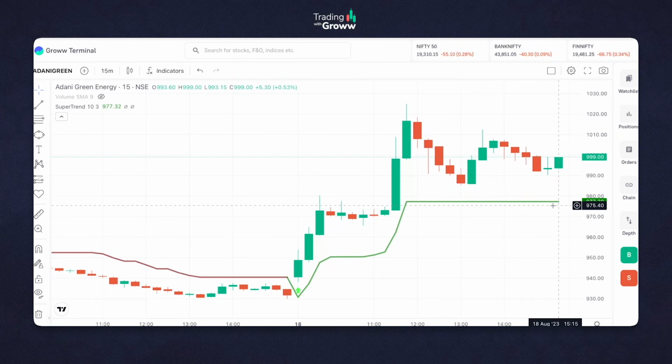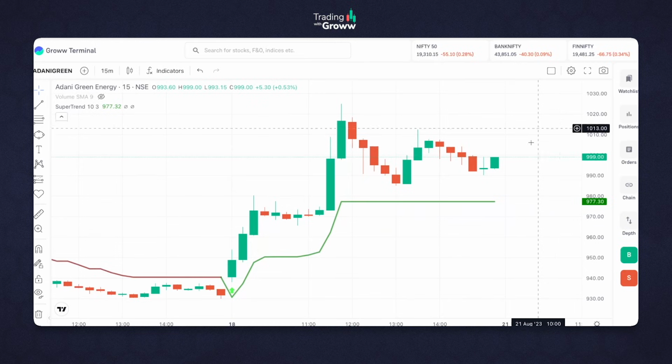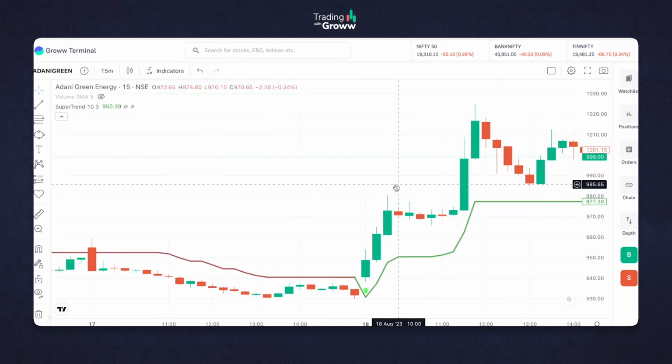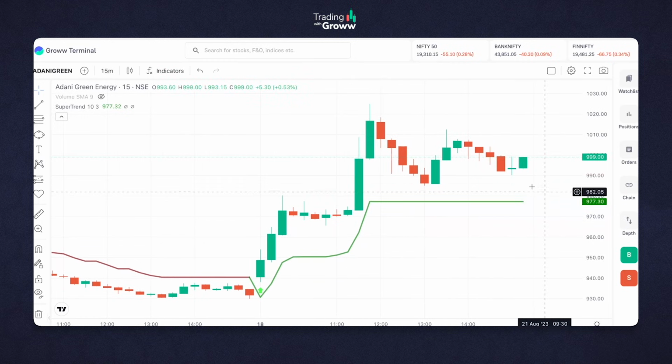So tomorrow, if again Adani opens a gap up and it keeps moving up, this green line will also keep moving up. It will help you to protect the overall profits. So using Supertrend gives you the signal at the right time, and also it gives you the signal to exit at the right time.